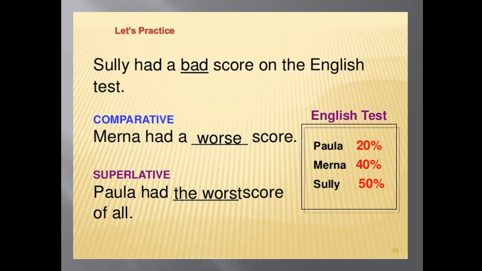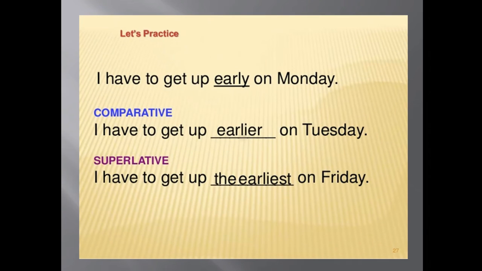Sully had a bad score on the English test, as you can see. Myrna had a worse score. Paula had the worst score of all. I have to get up early on Monday. Comparative, I have to get up earlier on Tuesday. Superlative, I have to get up the earliest on Friday.